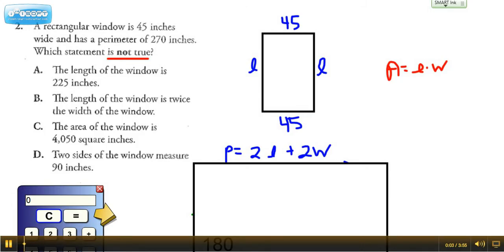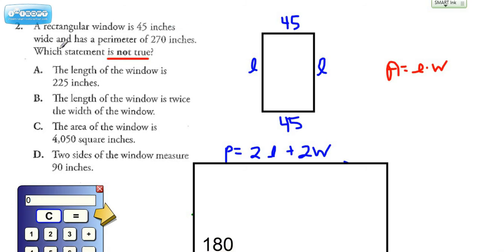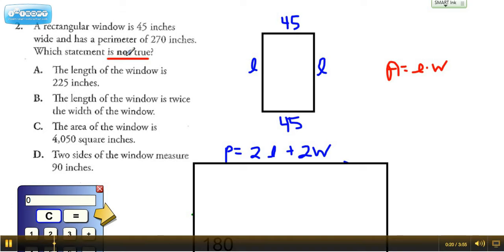We're taking a look at question number 2. A rectangular window is 45 inches wide and has a perimeter of 270 inches. Which statement is not true? So I think what we'll do is we'll write T or F next to each one, so that'll help us figure out which one's the not true one, which is really the same thing as false.